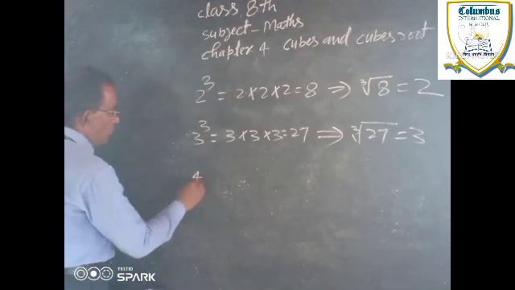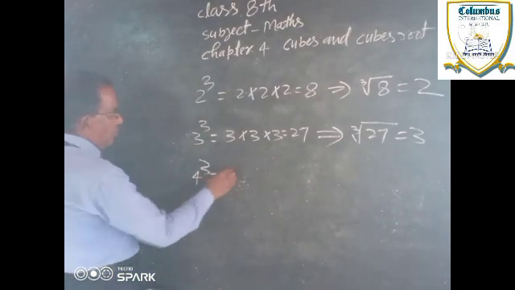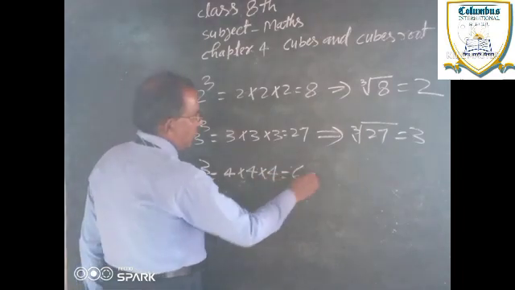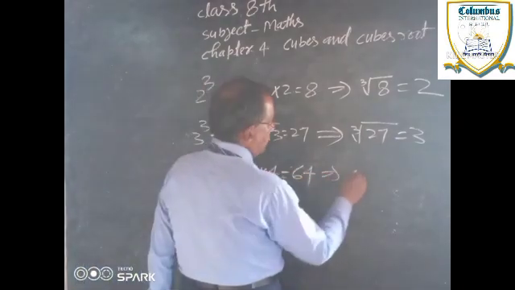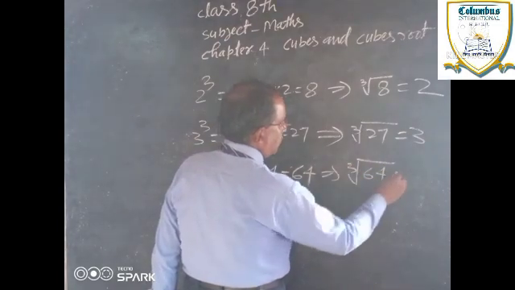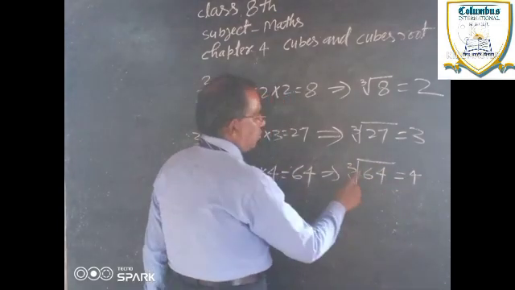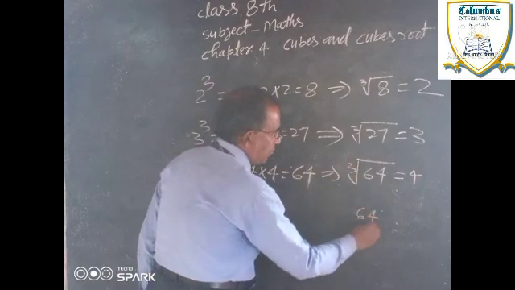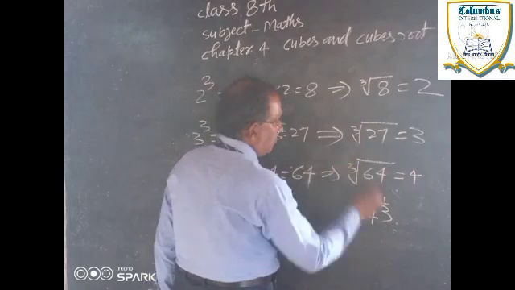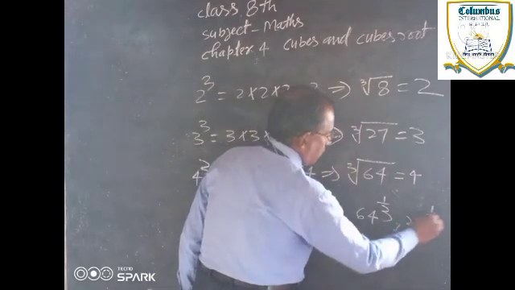Suppose a number is 4 cube, it means 4 into 4 into 4, and that is 64. What is the cube root of 64? The cube root of 64 is equal to 4. Cube root can be written like 64 to the power 1 by 3. The cube root of 27 means 27 to the power 1 by 3.